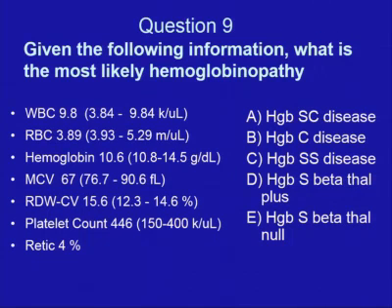All right, great. So this is S-beta thal plus. So again, microcytic tells you this, of the options here, it's going to be one of the beta thals. And again, the beta thal plus is a little bit less severe than the beta thal null. So that higher hemoglobin suggests a less severe disease, S-beta thal plus.